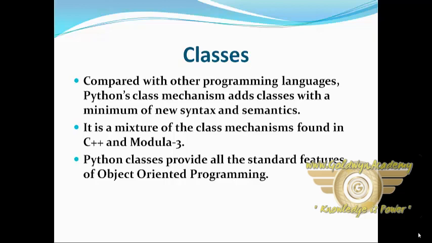The class inheritance mechanism allows multiple base classes. A derived class can override any methods of its base class or classes, and a method can call the method of a base class with the same name. Objects can contain arbitrary amounts and kinds of data.